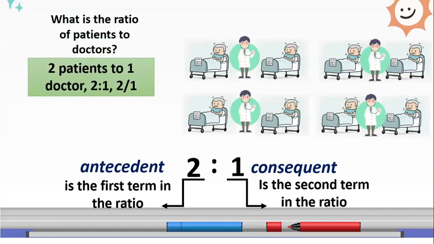2 patients to 1 doctor, 2 colon 1 by using colon form, and 2 over 1 by using the fraction form. So, ganyan tayo kung paano magsulat ng ratio.